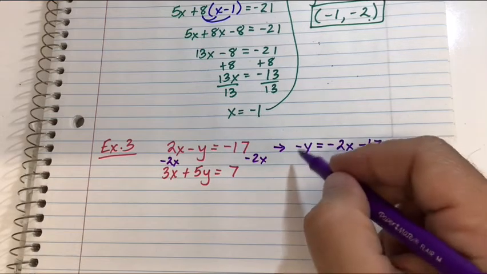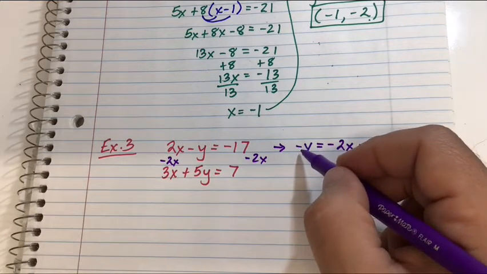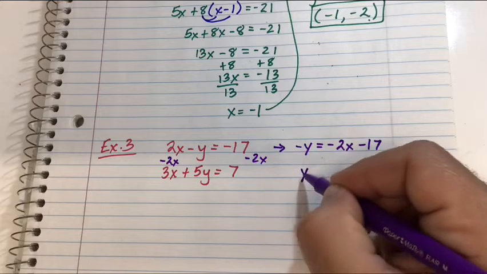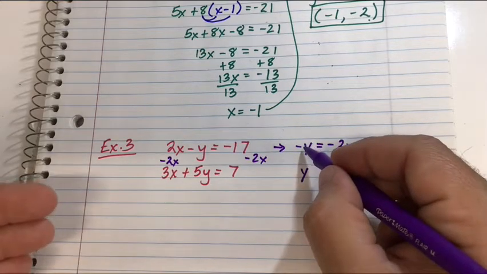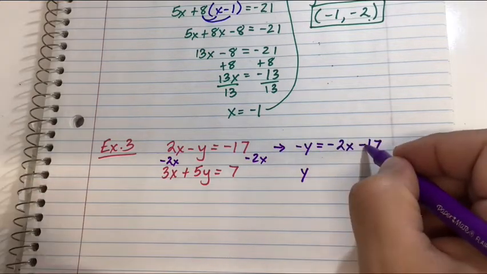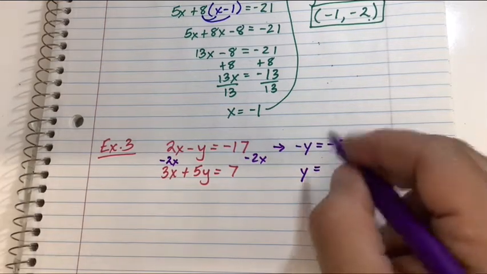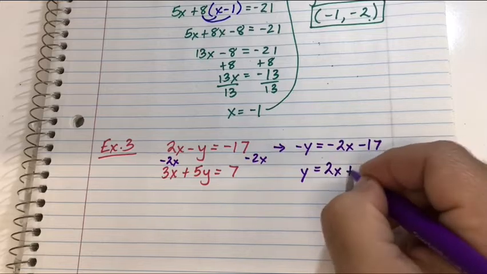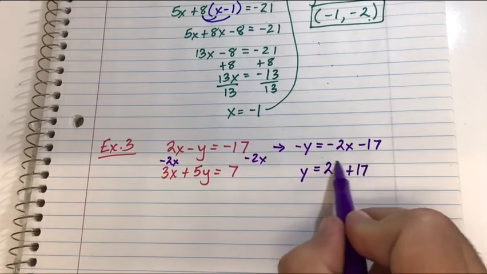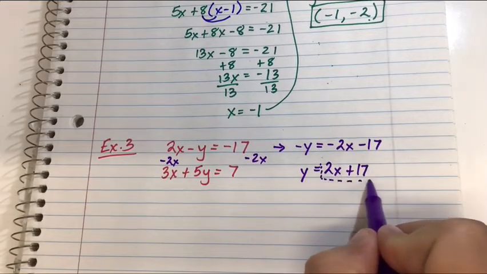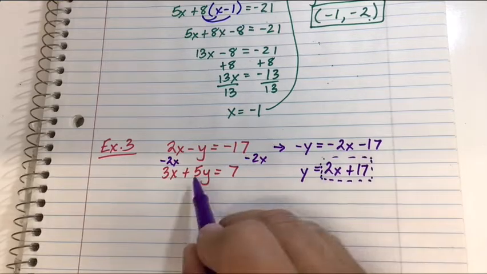But this is still a negative y. Well, if that's all I have to change, I can just change it into positive y. But if I change this negative to a positive, these other two negatives change to a positive as well. Whatever I do to one side of the equation, I have to do to the other. So that's a 2x there plus 17. This is the value I'm going to substitute for this y value.